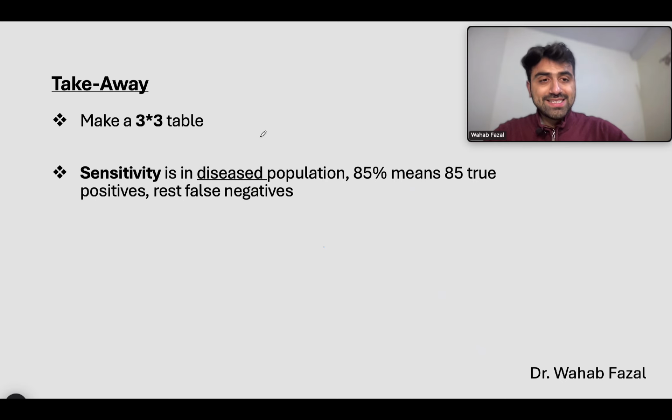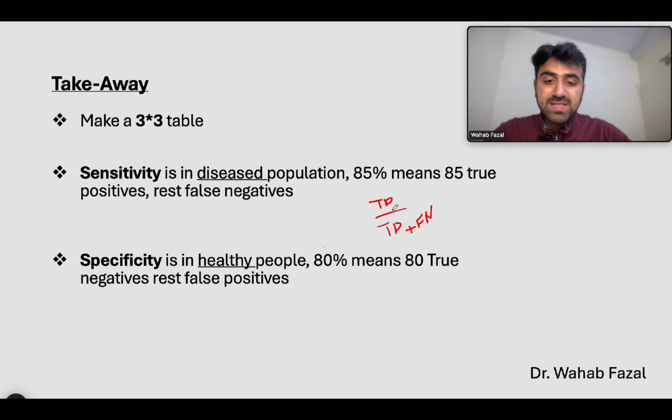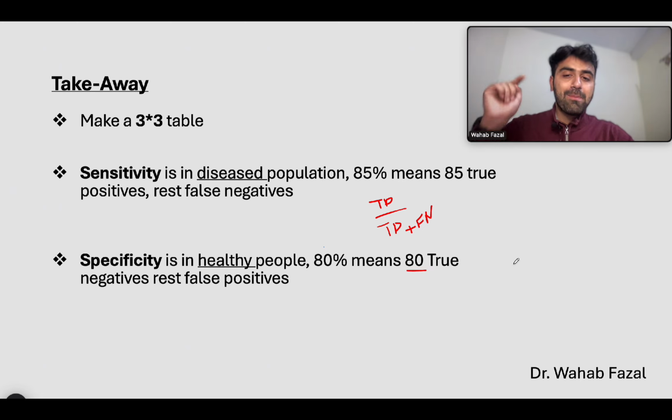Sensitivity. What is sensitivity? Sensitivity is in all diseased population. 85% means 85 true positives and the rest are false negatives. And that is exactly what the formula of sensitivity is as well. TP over TP plus FN, false negative. These are all of the people who have the disease. And when we talk about specificity, we have the same thing but in healthy people. So 80% means 80 true negatives and the rest are false positives. So this is TN over TN plus FP.